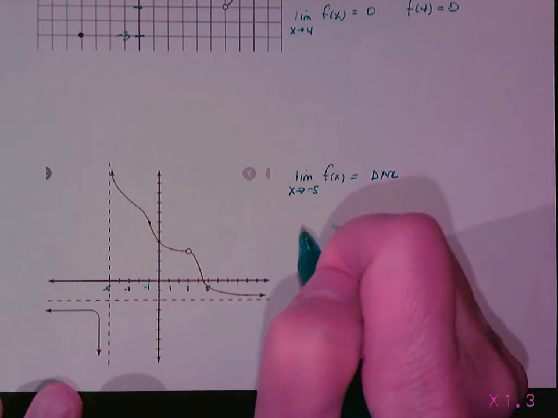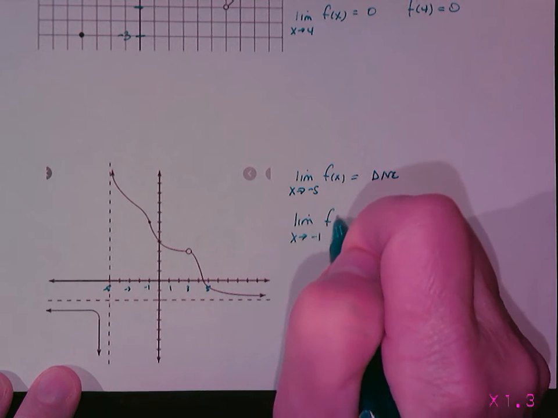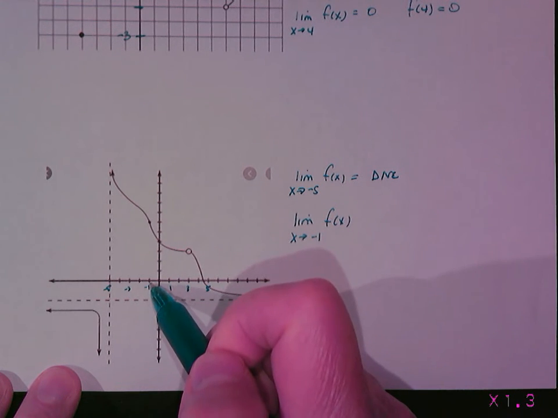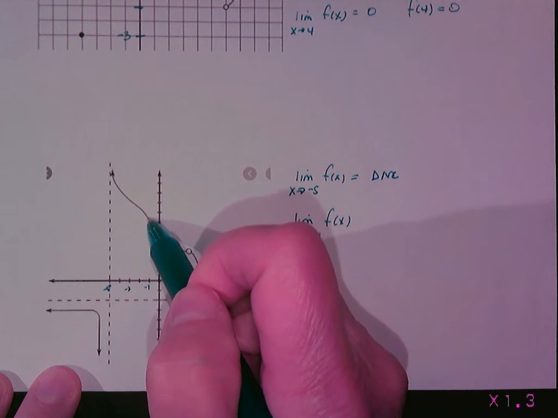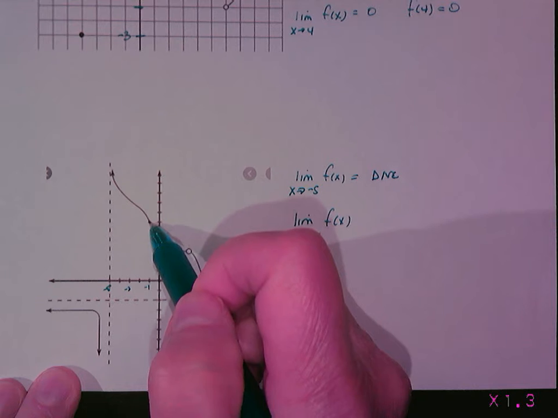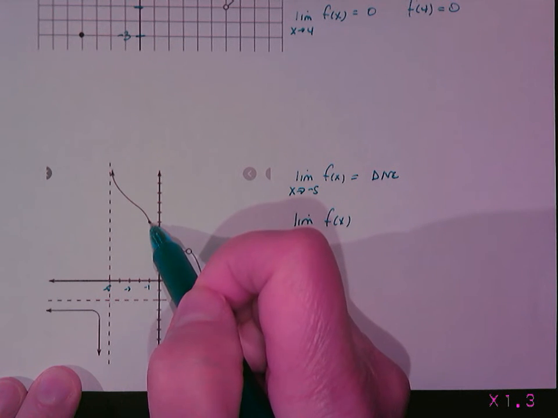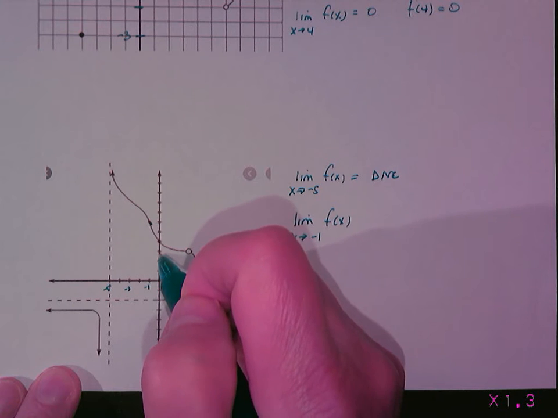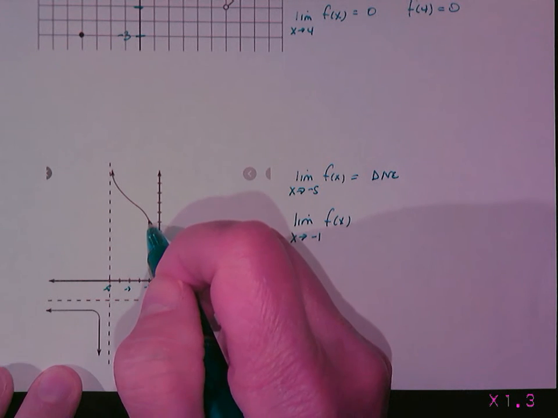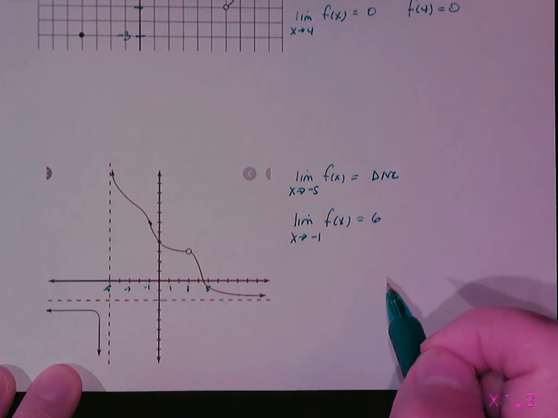The limit as x approaches -1. Here's -1 here. So the limit's coming this direction and this direction. And it looks like, if I look at -1, it's going to that point right there. So the value of that point is 1, 2, 3, 4, 5, 6. Looks to be 6. So the limit as x approaches -1 of this function is going to equal 6.